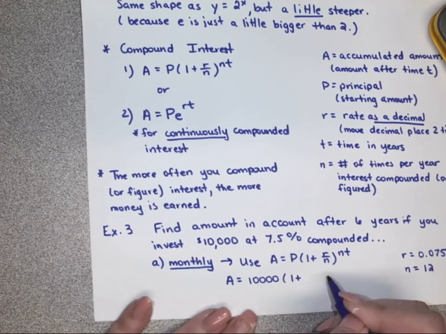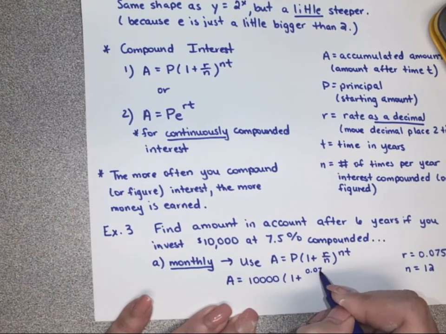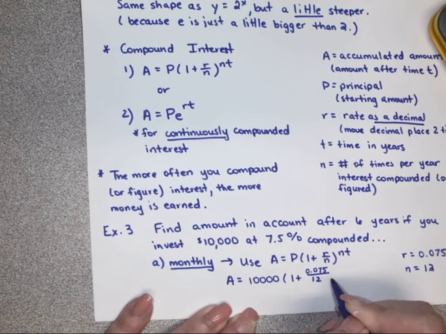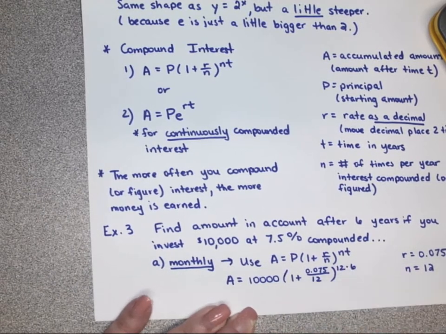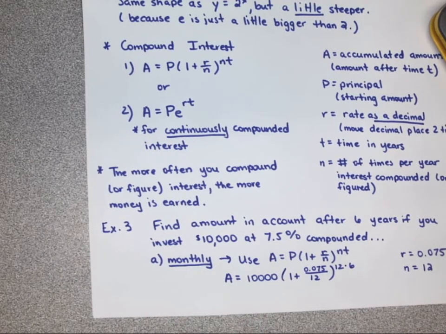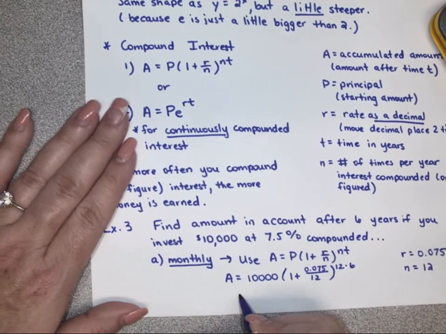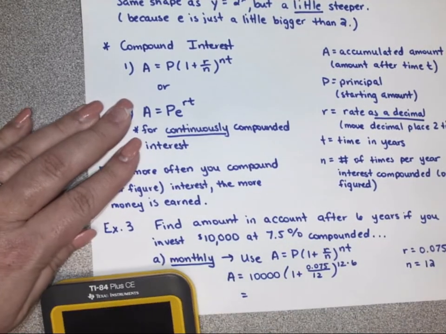So let's plug it into the formula. So it's 0.075 over 12, and then raised to that same 12 times 6 years power. So let's use our calculator and figure out what that is.